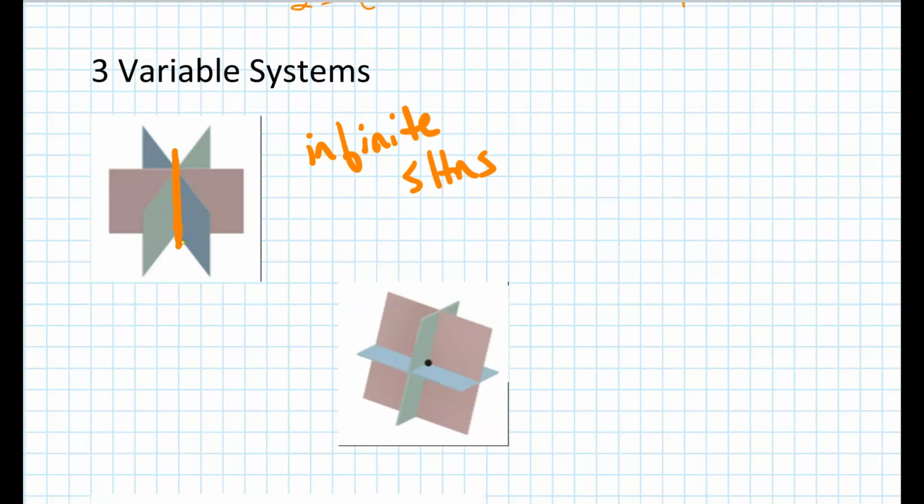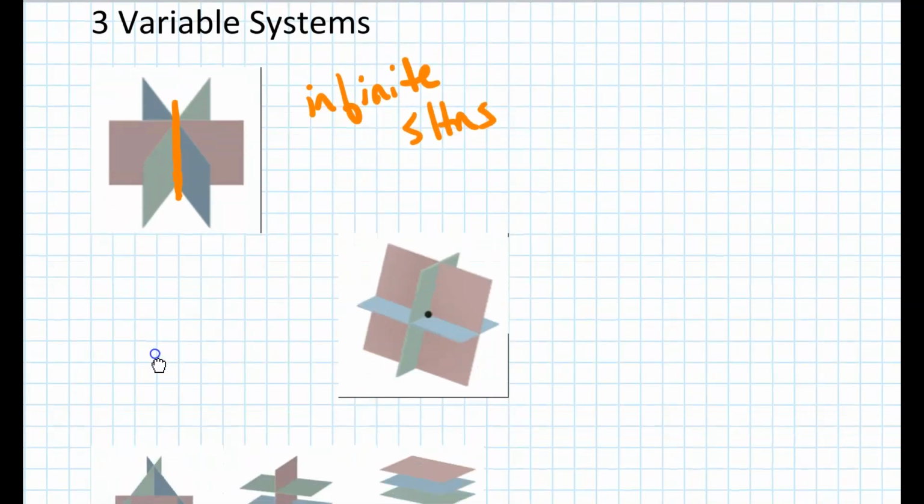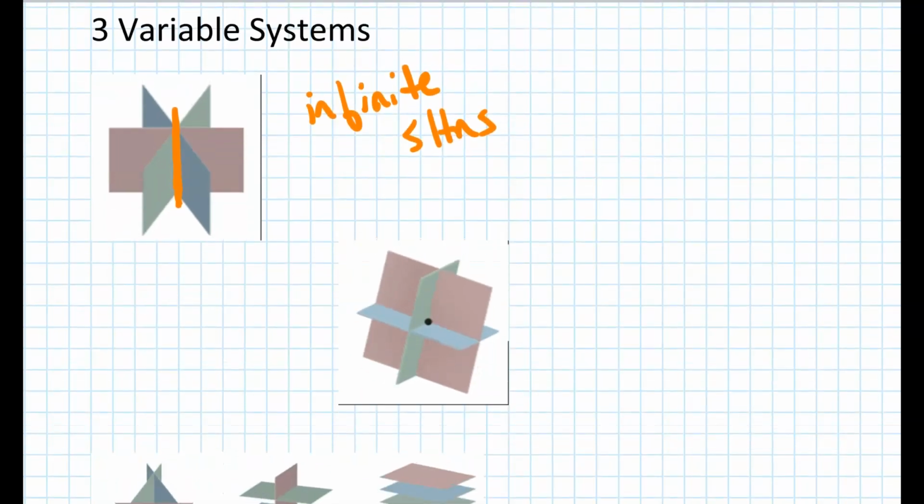All right, let's look at the next one. Where do all 3 planes intersect all together? At this one spot here. How many solutions is this? It's one solution.